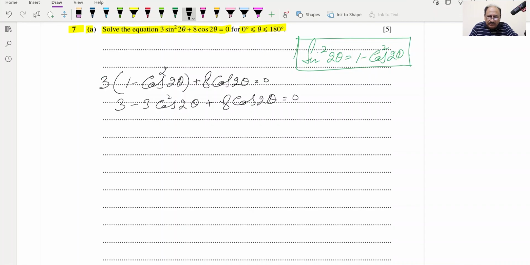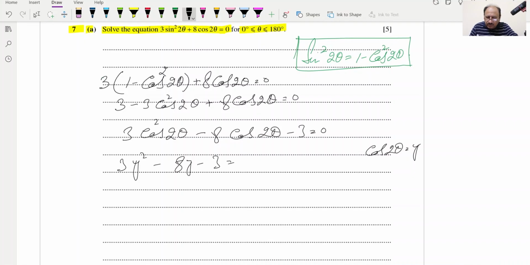This is square and this is not square, so we can shift this to the other side. It will be 3 cos square 2 theta minus 8 cos 2 theta minus 3 is equal to 0. This will be a quadratic equation in terms of cos of 2 theta. So we can replace cos of 2 theta with y, so it will be 3y squared minus 8y minus 3 is equal to 0.